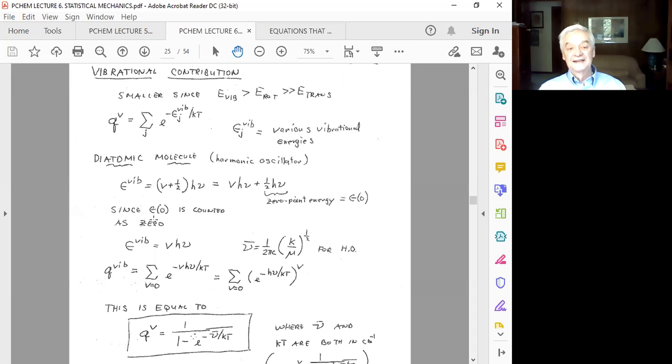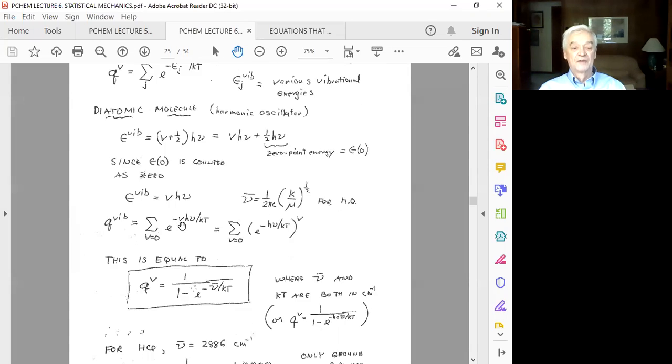We define E0 as 0, and so the vibrational levels come out to be v h nu. In other words, we ignore the 0 point, we ignore the 1/2 h nu value, and we just start at E1. So if we want to do the partition function for the vibrations of a diatomic molecule with a single vibration, this is what it would look like based on the harmonic oscillator model.